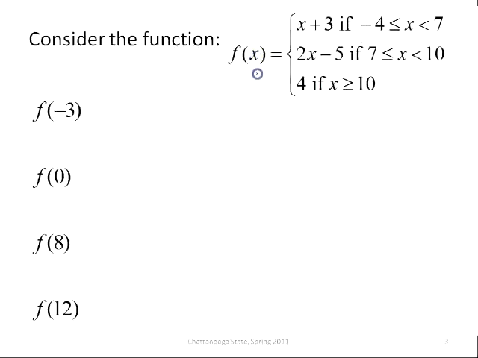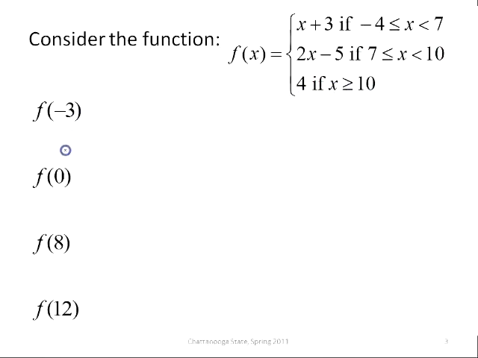Here's an example of a piecewise linear function. The first piece of the function is x plus 3. We use this part of the equation when our x values are bigger than -4 and less than 7. The second part of the function is 2x minus 5, and we use this part if we have x values between 7 and 10. The last part of our function is 4. We use this part of our function if our x value is greater than or equal to 10.